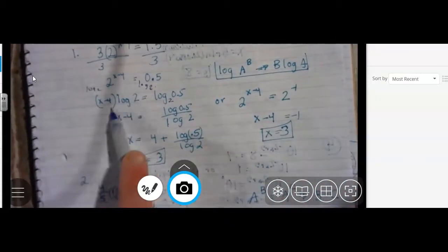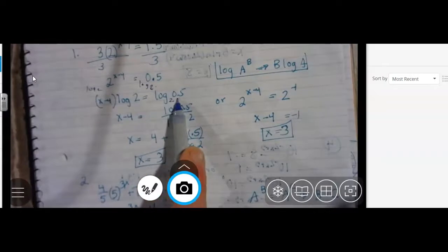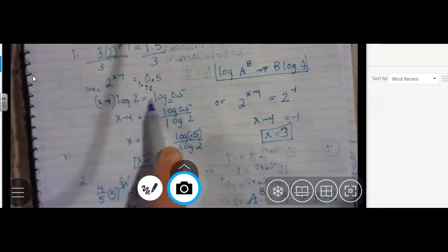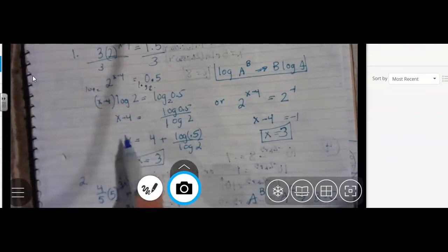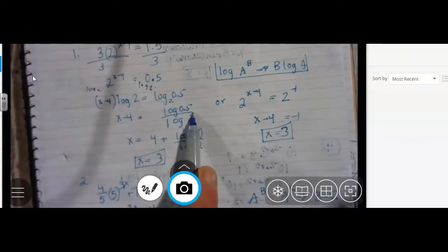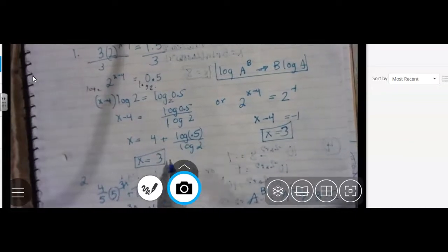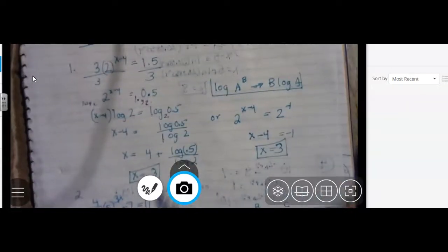So bring down x minus 4 log 2 is equal to log of 0.5. And then when you do that, you divide both sides by log 2. And you get x minus 4 equals log of 0.5 over log 2. And you add the 4, and you can get 3 this way, or you could get 3 this way also.